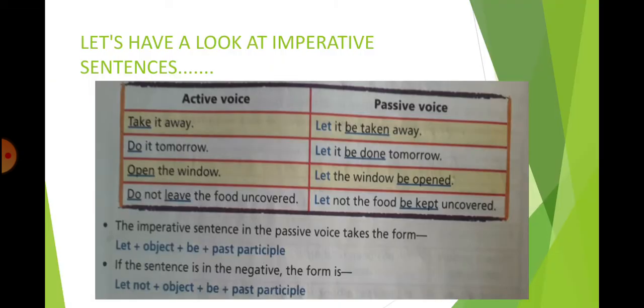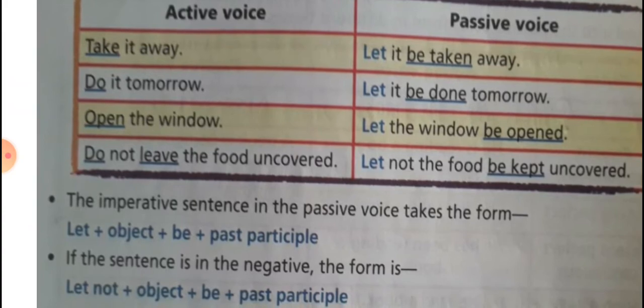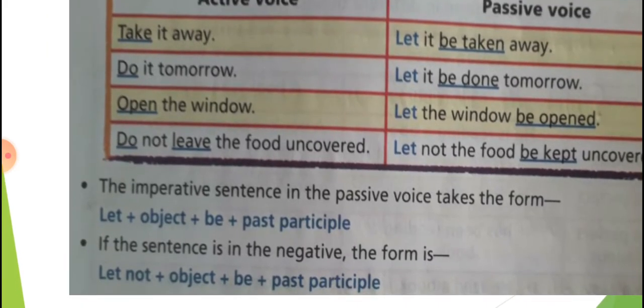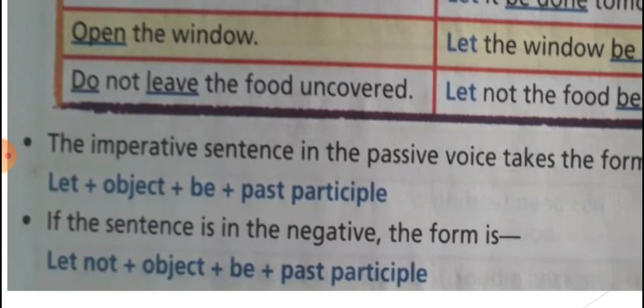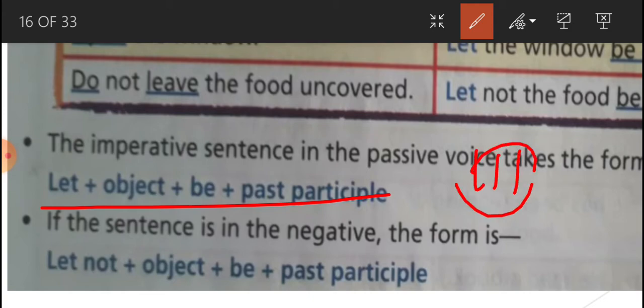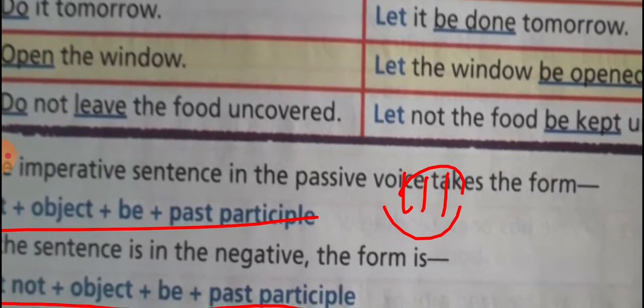Now come imperative sentences. For example, we say: take it away, do it tomorrow, open the window, don't leave the food uncovered. In these cases we have to use "let" plus object plus "be" plus the past participle form. Always the third form is used. Let's have this example here: open the window.